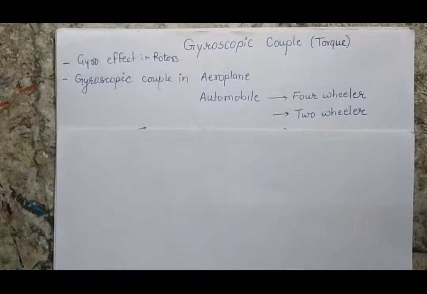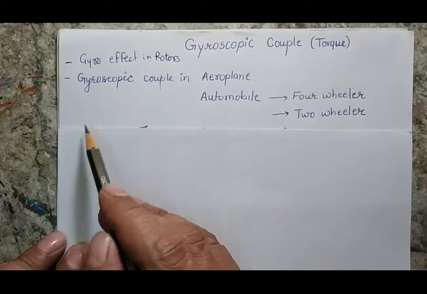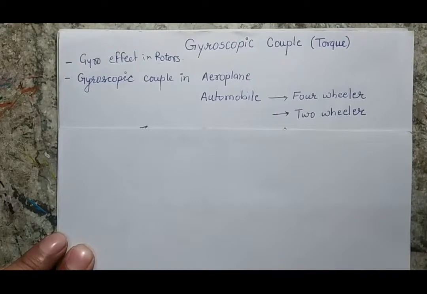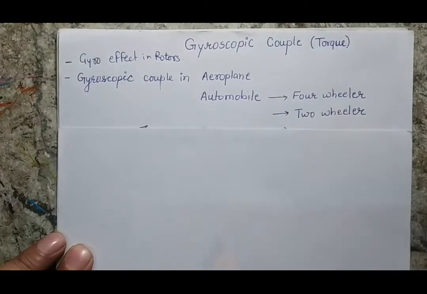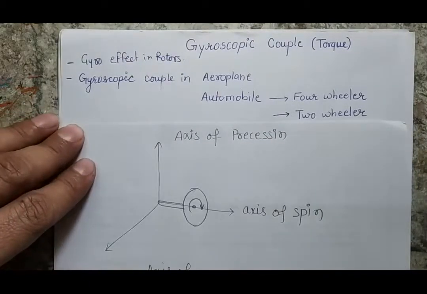We will also try to solve some of the basic problems. So I will start with the gyroscopic effect in rotors. Then we will move on to the gyroscopic effect for a flying aeroplane, and then we will see it in automobiles. Particularly we will focus on the four-wheeler, and then we will see the two-wheelers. So I'll just give you in brief 2-3 things.